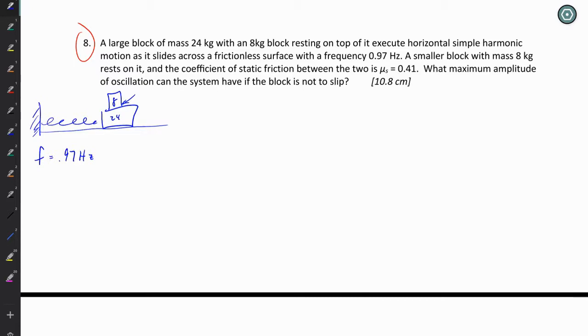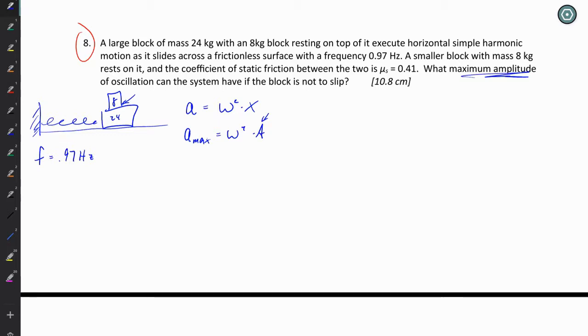So considering we're talking about not slipping and we're talking about friction, we're talking about forces, and with forces comes acceleration. So we can look at the acceleration formula for oscillations. Acceleration is omega squared times x, or particularly the maximum acceleration is omega squared times the amplitude. And so we're interested in the maximum amplitude. So we're interested in solving for A.